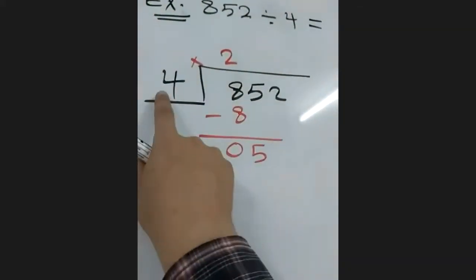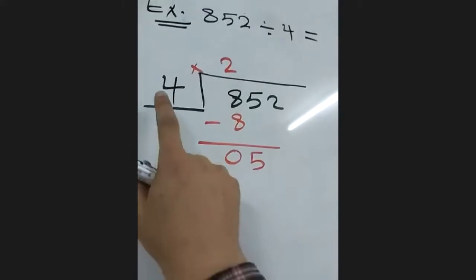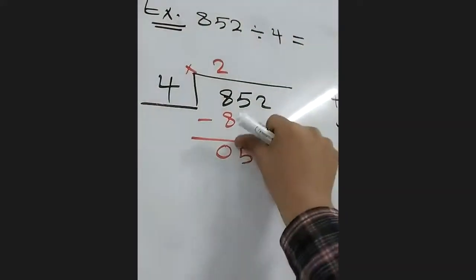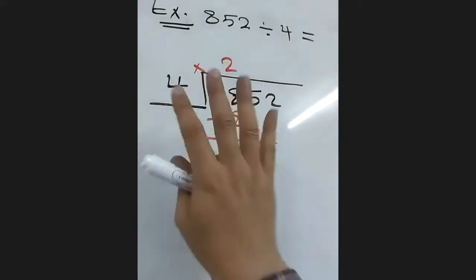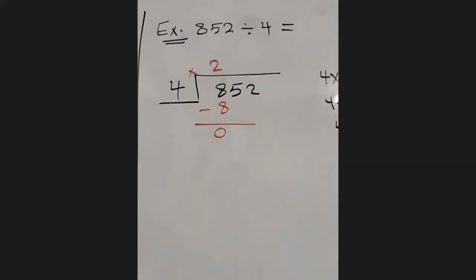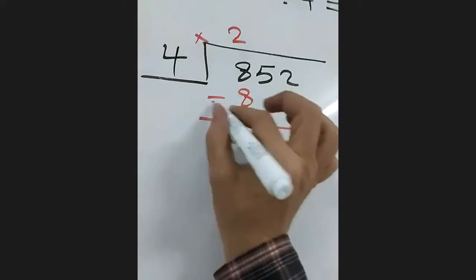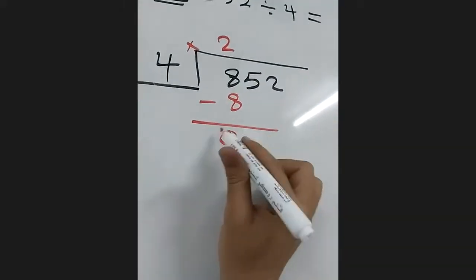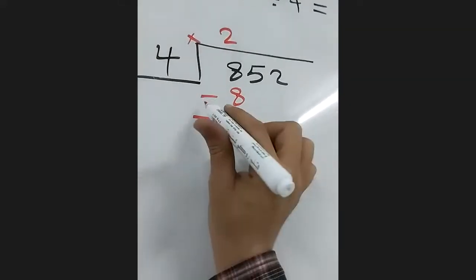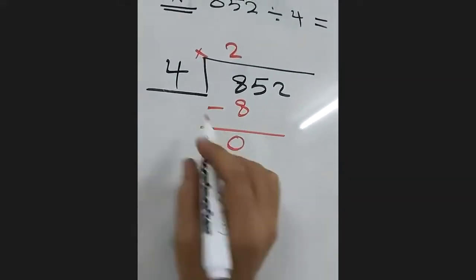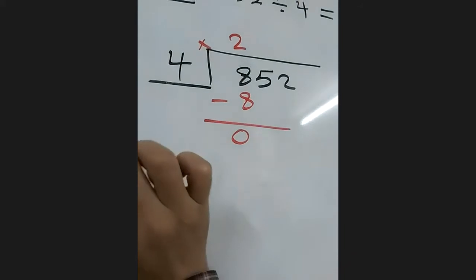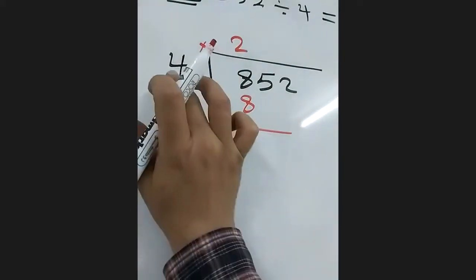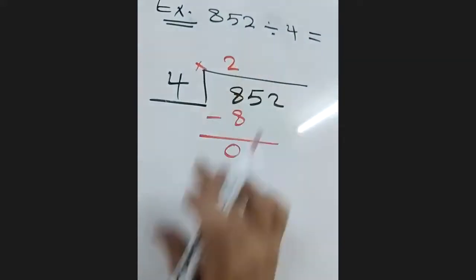I'll do the same process now. 5 divided by 4. I want a number that, if you multiply it with 4, you get 5 or less. Before I'm done with the first digit, guys, here I need to be careful. After you make the subtraction, and before you bring the 5 down, you take a look here. This number, the answer of the subtraction, should be less than the divisor. If this number is equal to or more than the divisor, then my number up is wrong.